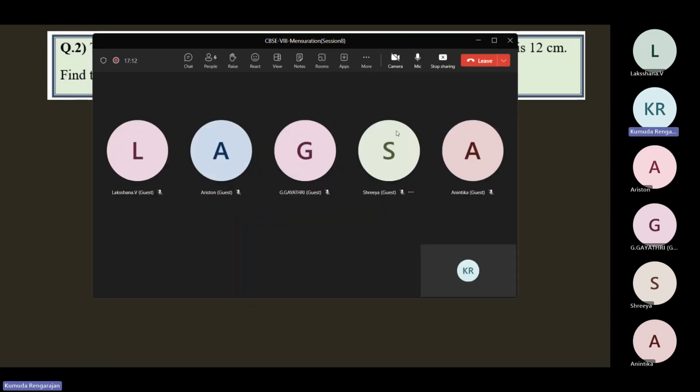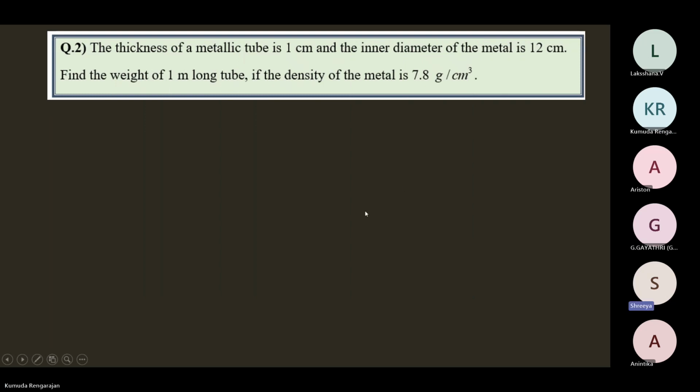Oh, okay. The others have joined now. Gayatri, Shriya, and Anantika. Good evening, Gayatri, Shriya, and Anantika. Good evening, ma'am. Good evening. Okay.